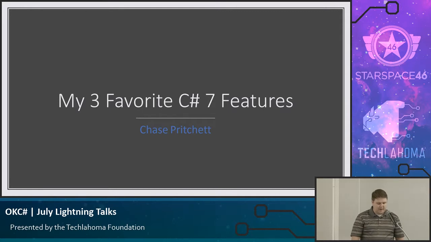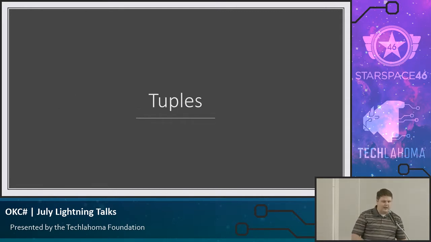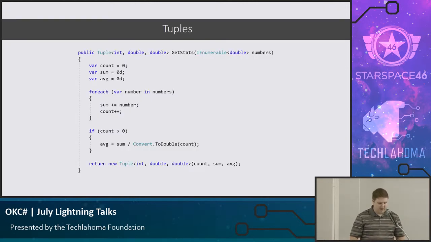But I want to talk about a few things I really liked in C# 7. And the first one is tuples. So this is really where you have a method and you're returning multiple results. And you don't really want to create a C# class. Maybe you're being lazy or it's just part of a private method. You really don't want to expose a class for that.